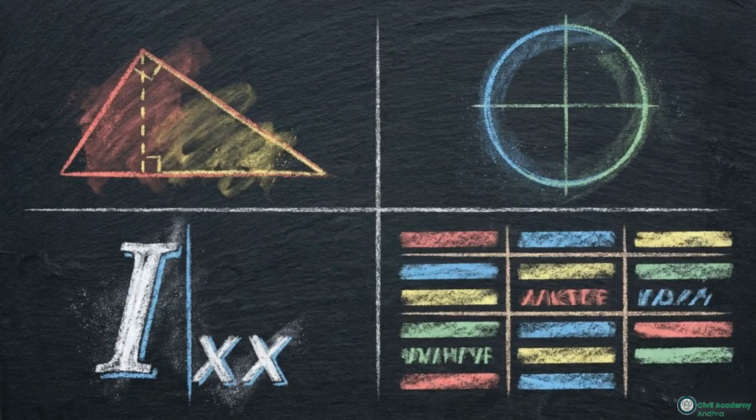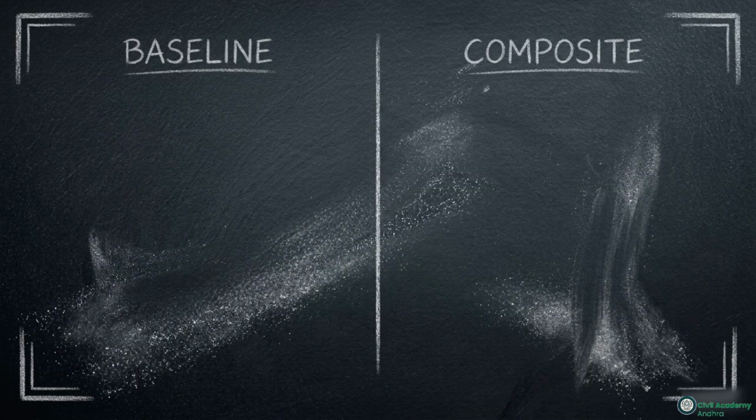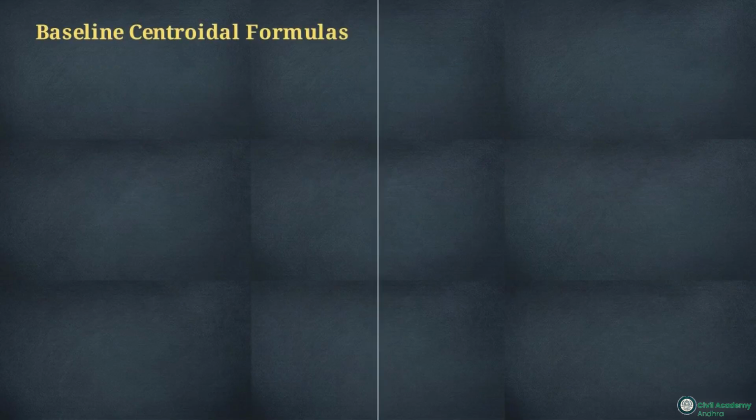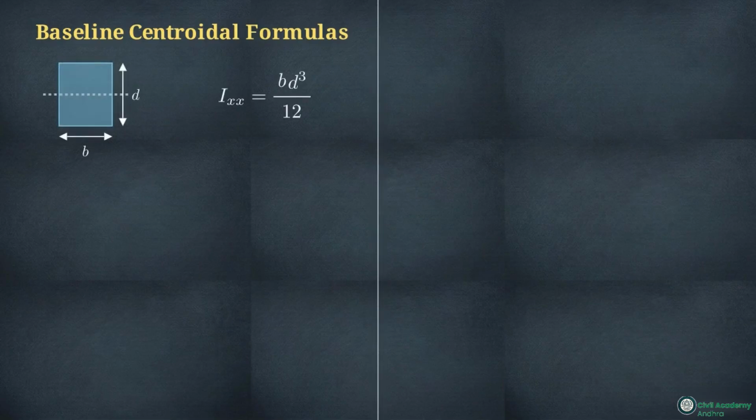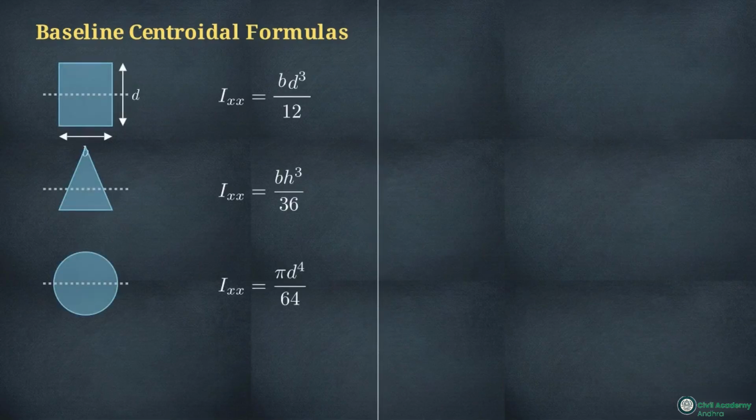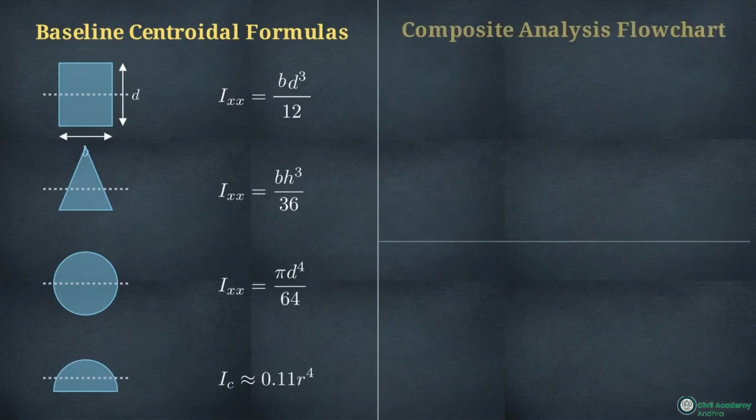Let's consolidate everything into a master reference guide. You will want to take a screenshot of this upcoming summary, as it contains every mathematical tool required to solve standard structural problems. This split-screen graphic presents our foundation on the left. These are your standard baseline formulas for the centroidal moment of inertia across rectangles, triangles, circles, and semicircles.